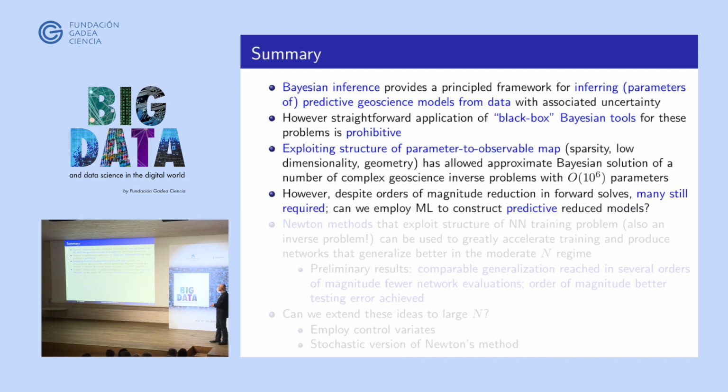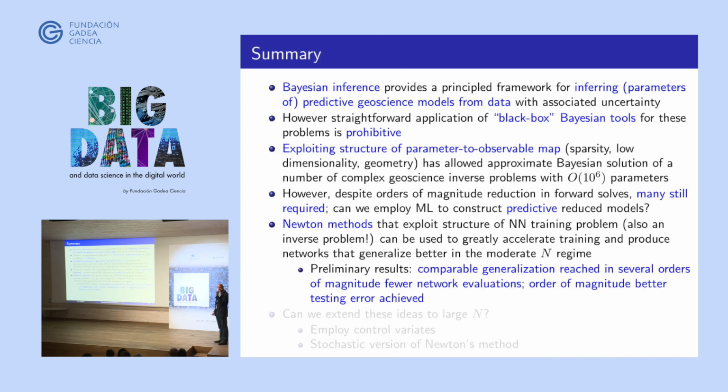But despite all of that, it's still an expensive proposition. Orders of magnitude more expensive than deterministic inverse problems, which are themselves orders of magnitude more expensive than the forward model. And so the idea is, can we use neural networks to construct reduced representations? And I would argue that when doing that, you should take the same approach, view it as an inverse problem, and bring in Newton ideas, low-rank ideas, regularization ideas that come from inverse problems on complex models. And the preliminary results show comparable generalization and several orders of magnitude fewer network evaluations.